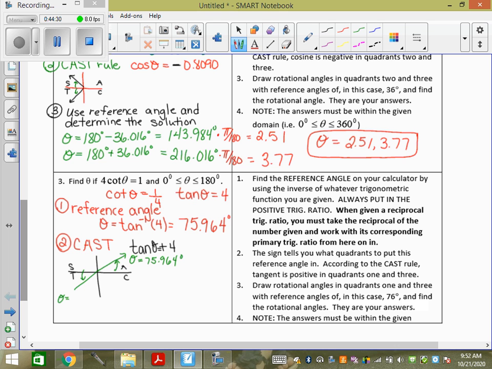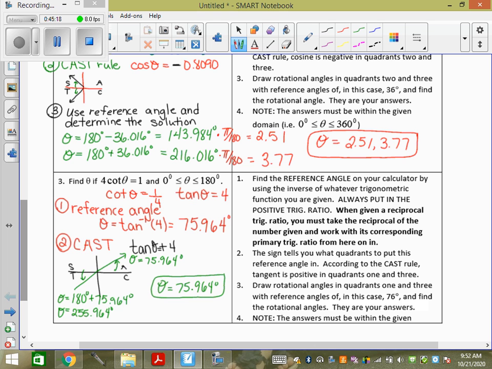You don't have to. Why? Restricted domain. Because that's going to be outside of it. It's going to be too much. I'm going to show it anyways. So we're going to go 180, but you wouldn't have to at all because it's outside. You are completely correct. So if I go 180 plus 75.964, I'm going to get 255.964, which is a lovely answer. It really is, but it's outside my domain. So in the end, I'm going to say theta can only equal 75.964 degrees. Okay?